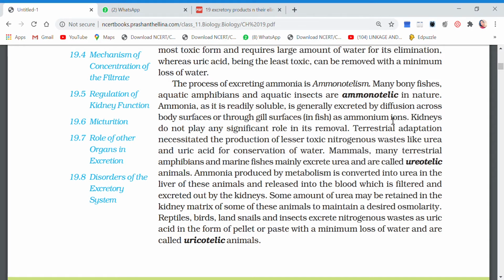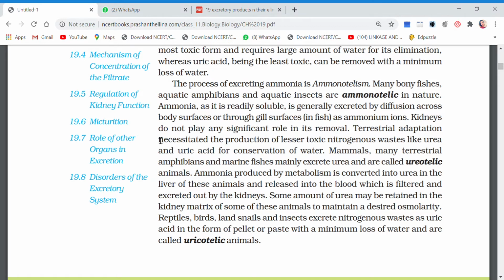Diffusion through which part of the body? Diffusion through body surfaces or through gill surfaces, as in fishes. And in which form do they get diffused? In the form of ammonium ions. You know the form of ammonia? NH4 plus, ammonium ions. Okay, kidneys do not play any significant role in its removal.